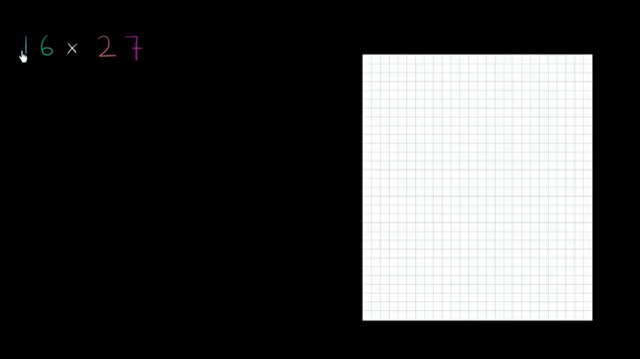This 1 is in the tens place. It represents 1 ten. So we can represent that as 10 plus 6. Let me do the 6 in that same green color. 10 plus 6. And let me mark off 10 and 6 here. So this is 1, 2, 3, 4, 5, 6, 7, 8, 9, 10. So this part in blue, that's the 10. So I'm representing 10 boxes right over there.